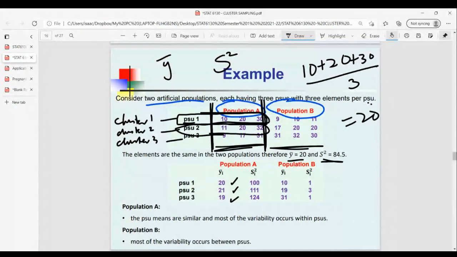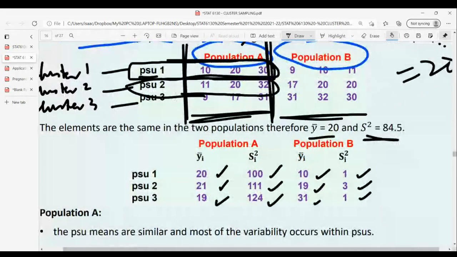And I work out the sigma i squared, the population variance, sorry, because these are population values. So it's 100, 111, 124. And likewise, we work out these across here and the means for population B.